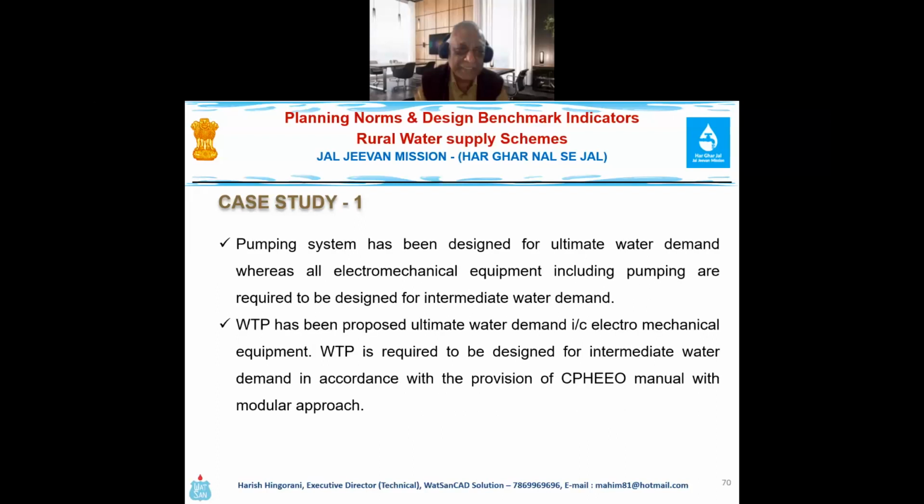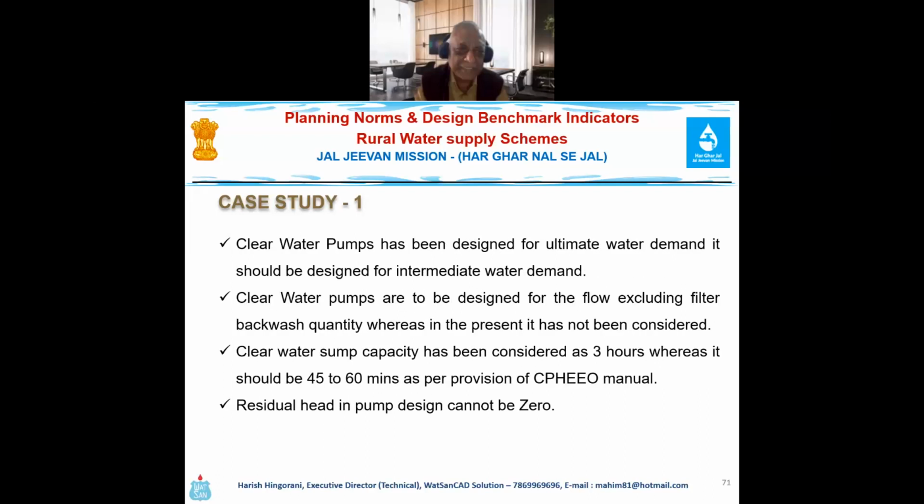The pumping system is designed for ultimate water demand, whereas the electromechanical equipment including pumping is required to be designed for the intermediate water demand as per the CPHO manual. The WTP has been proposed for ultimate water demand, including electromechanical. The WTP electromechanical are required to be designed for the intermediate water demand, and as suggested, civil works are to be carried over for the ultimate. Clear water pumps have been designed for the ultimate water demand. This is the same thing already discussed. Clear water pumps are to be designed for the flow plus the filter backwash quantity. That has not been taken care of under the case study.